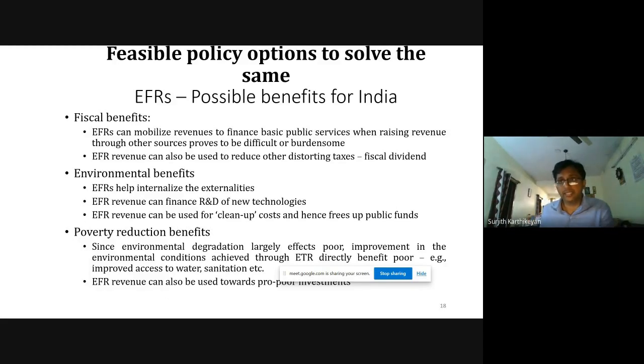Then poverty reduction benefits might be there. We could use this fund for rehabilitation of the poor people, because poor people are the most impacted by pollution. They might be living in an unhealthy environment. Various studies have clearly shown that the poor are most affected by air pollution and related aspects, as rich people might have air purifiers and all those things. So three benefits are there: fiscal benefits, environmental benefits, and poverty reduction benefits.